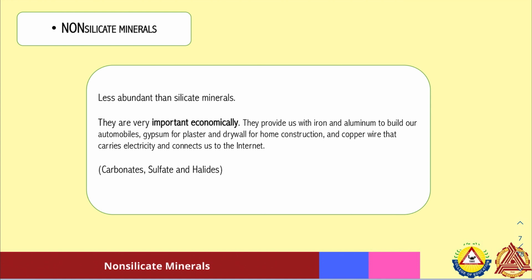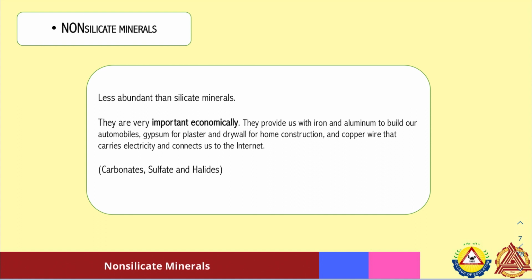Now, for the non-silicate minerals, these are the type of minerals, as we said earlier, that have economic value. These are usually used for construction, for example, your iron and aluminum. These are some examples of non-silicate minerals. They are used to build our automobiles, gypsum for plaster and drywall for home construction, and copper wire. Of course, we use that in the electricity sector, especially in our wirings at home, and also to connect us to the internet, and all the rest of these minerals.